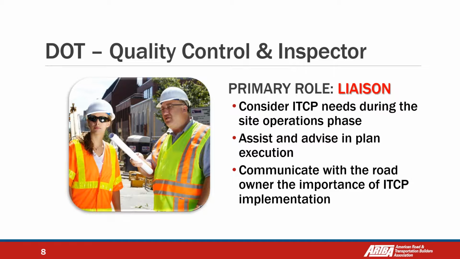So what about the Department of Transportation, quality control and inspectors? The primary role is liaison. So consider an internal traffic control plan during the site operation phase. Assist and advise in plan execution. Communicate with the road owner the importance of internal traffic control plan implementation. It is very important for us to share this information with the Department of Transportation because the internal traffic control plan requires some planning and some resources.